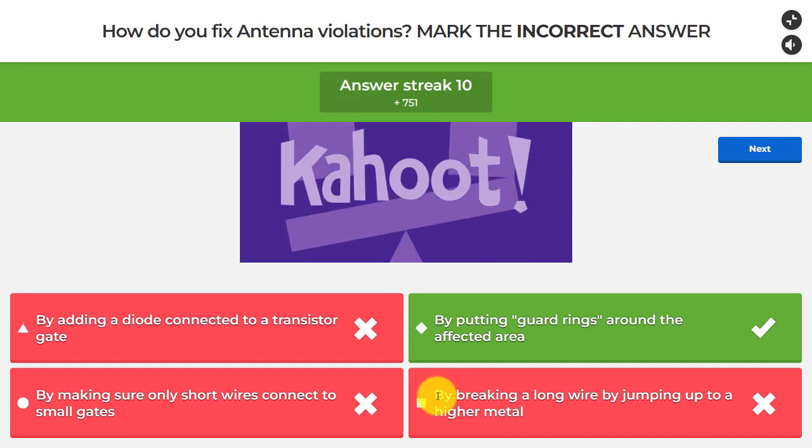But if we do find one, then we can either connect the transistor or break the long wire by jumping up to a higher metal. We call that bridging. The wrong answer over here is putting guard rings around the affected area. Guard rings are used for different types of things, but not for solving antenna problems.